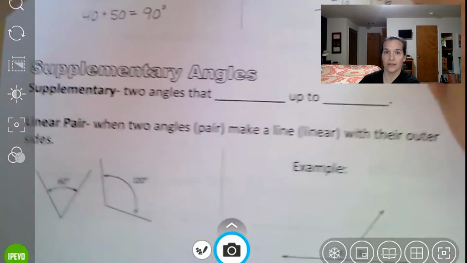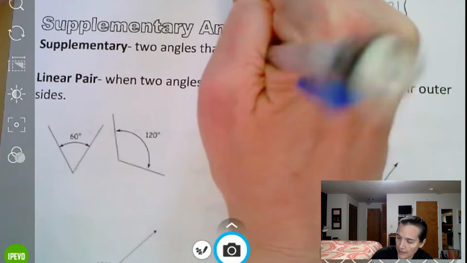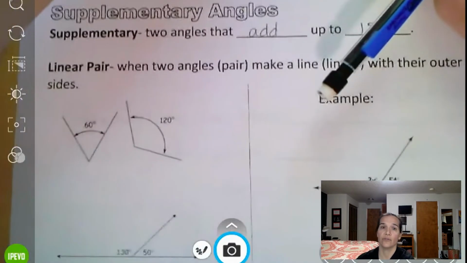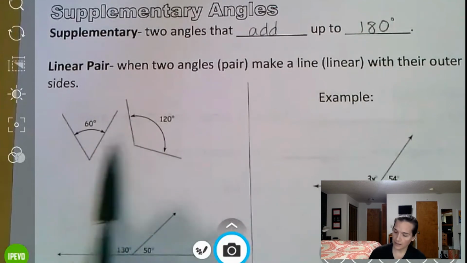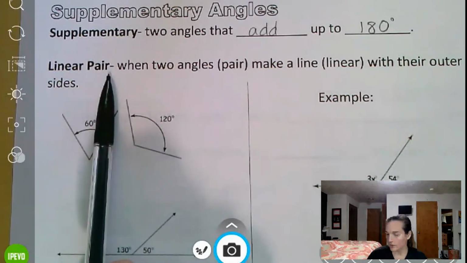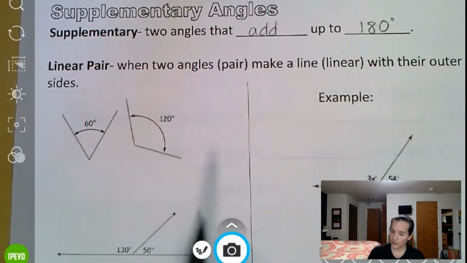And our last one, we've got supplementary. And supplementary just means two angles that add up to 180 degrees. And so for these ones, again, it can be two separate angles. It can be angles that are connected. One special other kind of vocabulary here is a linear pair. If you've got two angles that make a straight line along the edge, like here and here, then you have a linear pair. Their outsides together make a straight line, and that's 180 degrees. So those would also be called supplementary or a linear pair.